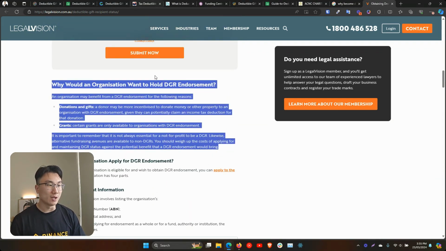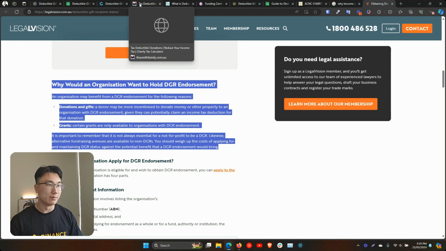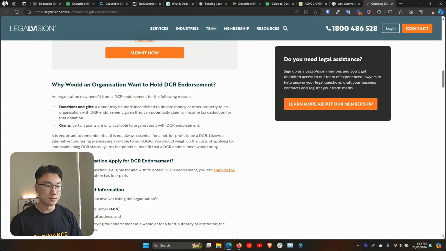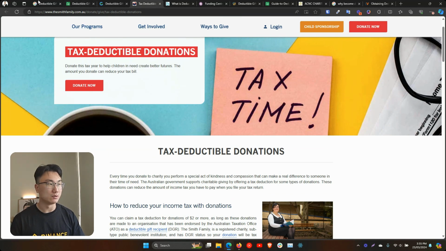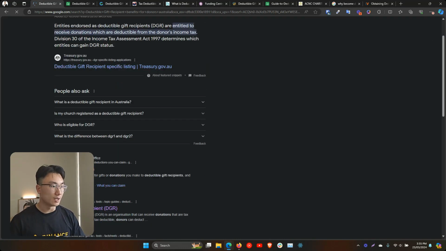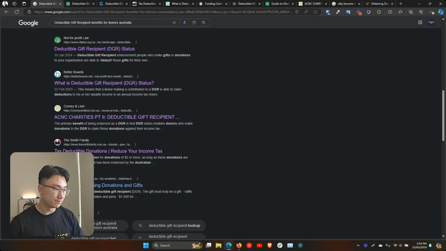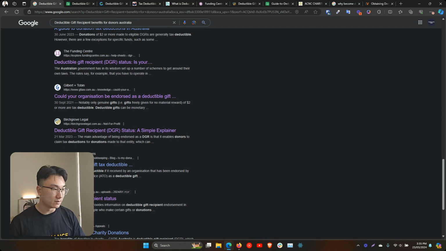Now that we have a little bit of information on why an organization would want to become a DGR and what is a DGR, we'll also look into the benefits for donors, so the benefits of a charity becoming a DGR for the donors of charities. Let's just do it live now actually. Deductible gift recipients benefits for donors Australia. Okay, so this is all about tax reduction for donors.